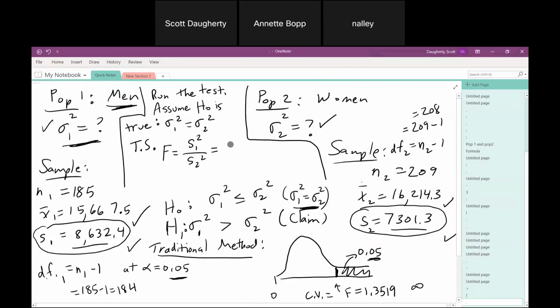Okay, so what we need to do is take 8,632.4 and square it to get the sample variance, and then divide it by this standard deviation squared to get the variance for this sample. Whatever that is, is the F value. Now remember, this is just the standard deviation, so you have to square it in this formula. You're actually taking the sample variance here and the sample variance here, which means you have to square this and square this. So it's the sample variance divided by the sample variance.